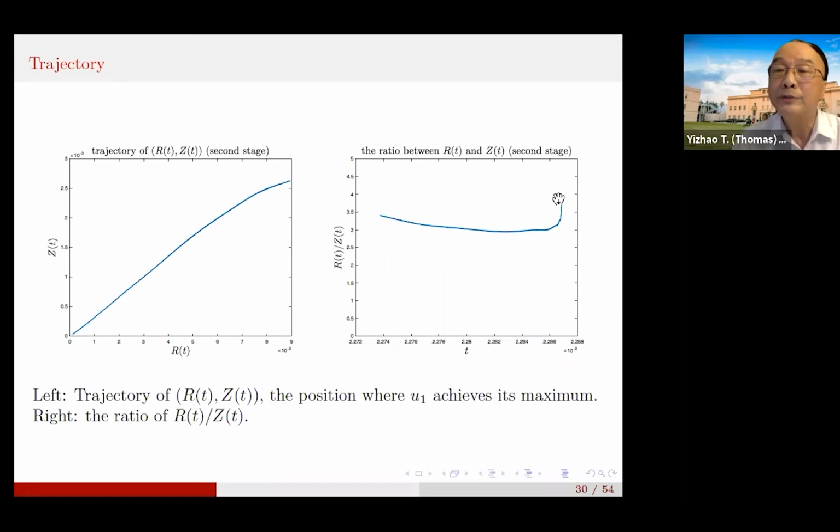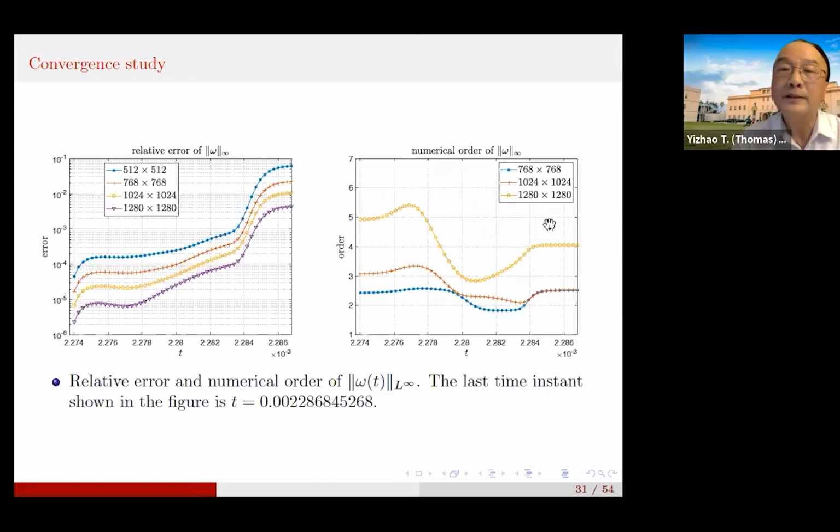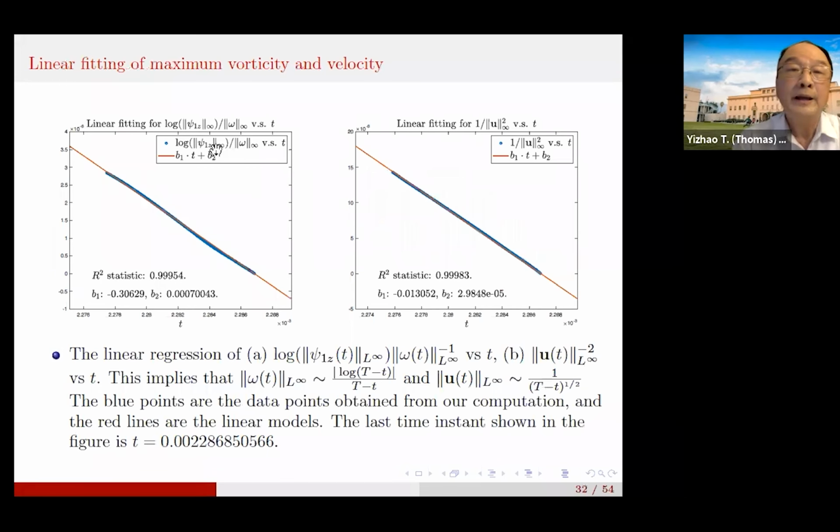But towards the end of the computation, it develops a mild two-scale structure that somehow destroyed the singularity. So we do a careful resolution study, and the maximum vorticity indeed converges. You have the expected order of convergence. Again, you check the scaling for the maximum vorticity and the maximum velocity field.